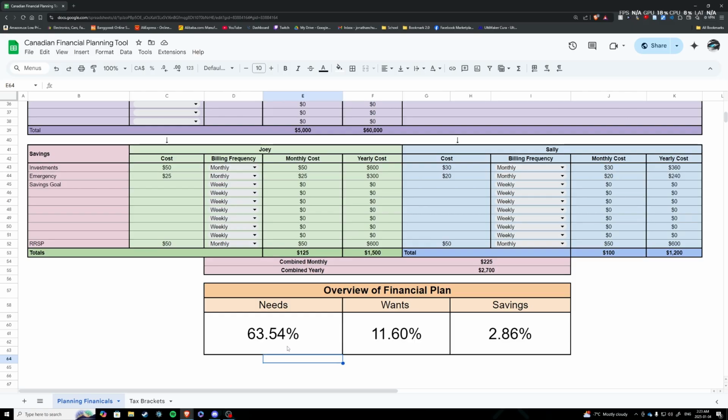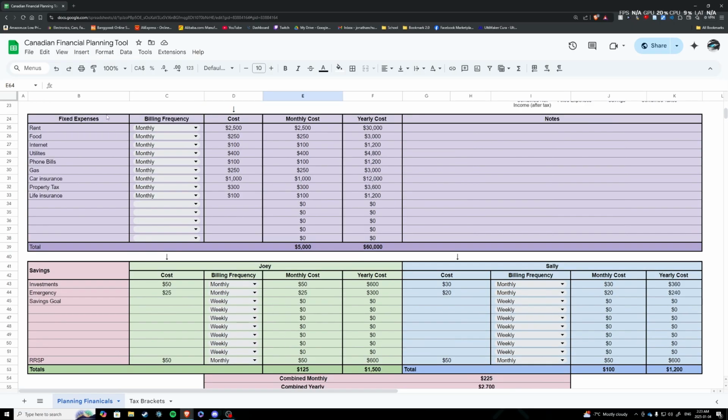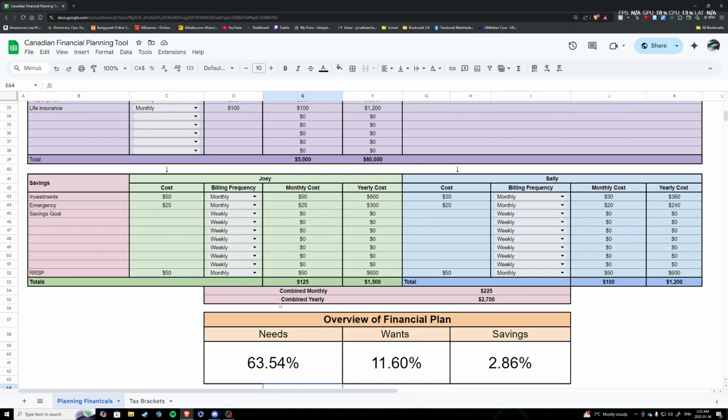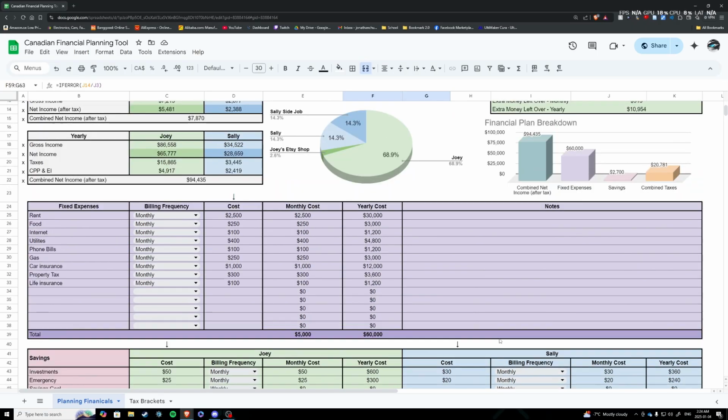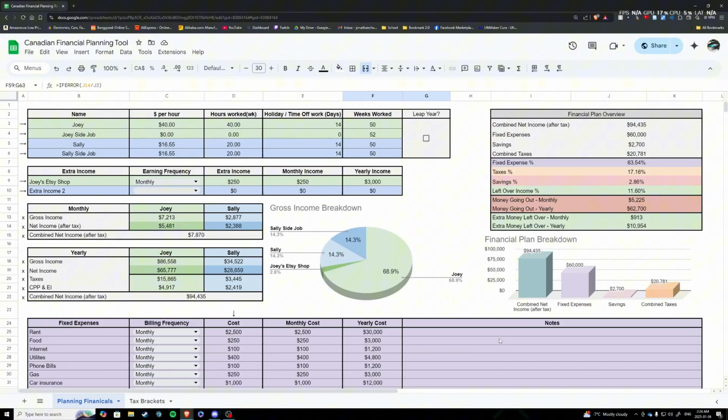With the amount of money that we have right now and the living expenses or fixed expenses, we'll probably need to make more money to decrease this value to that 50%. And then our wants are 11.6%, and savings, that was done here. That's only roughly 2.86% of our income that we brought in.